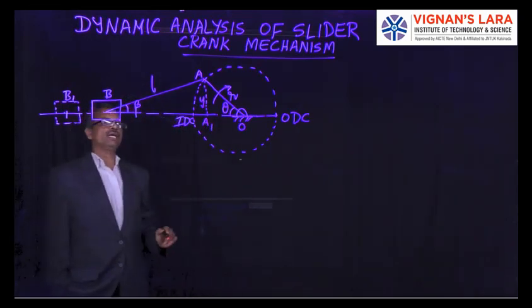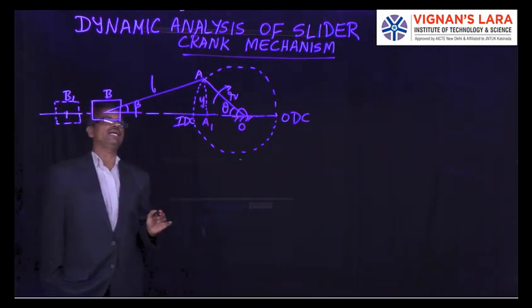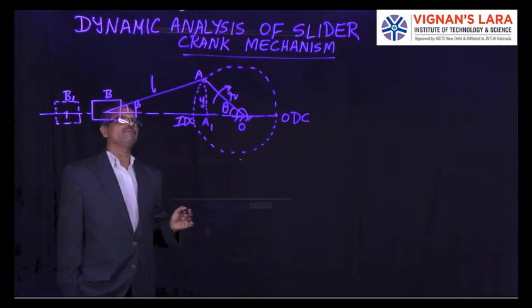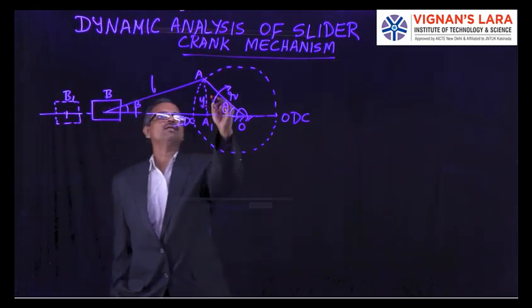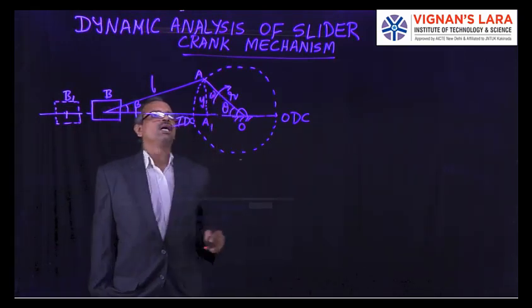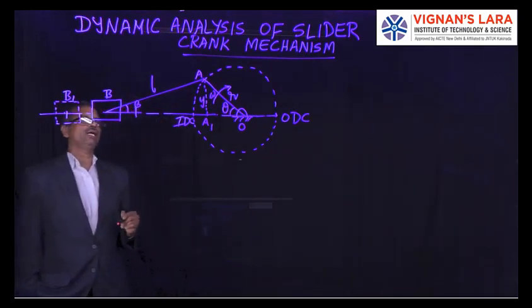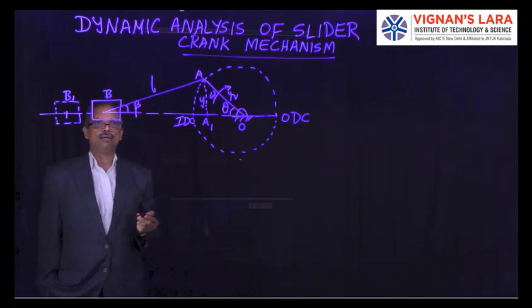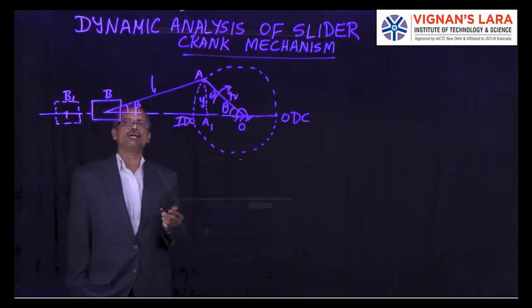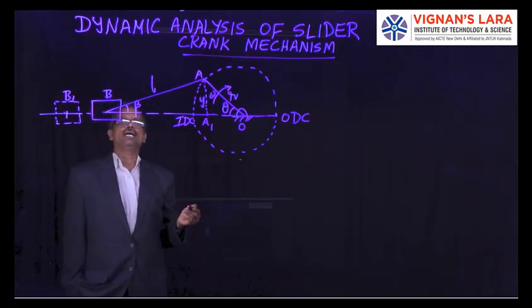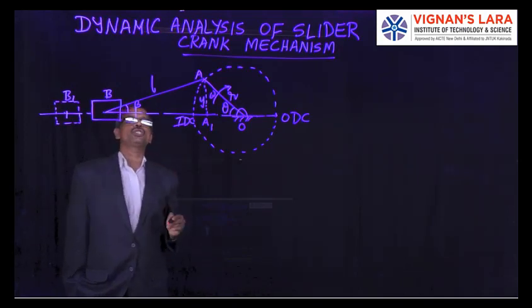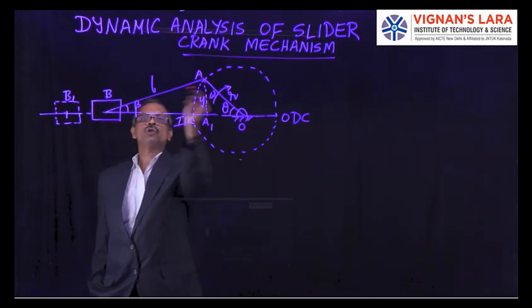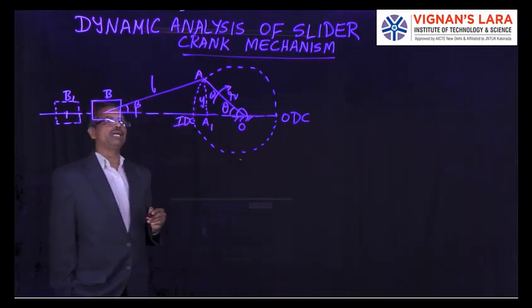So this is the mechanism which I have shown, a slider crank mechanism where the crank is rotating with an angular velocity of omega, and the radius of the crank is R, and theta is the angle made by the crank with line of stroke, and beta is the angle made by the connecting rod with line of stroke. And the slider at this position is B, and A is shown, which makes an angle beta.